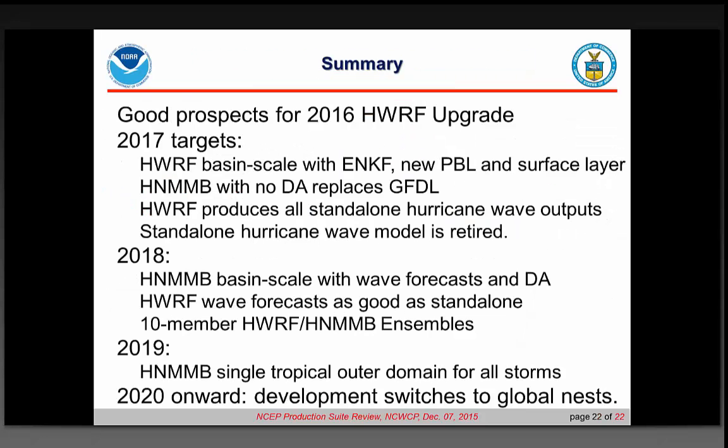So, in summary, we're moving forward with 2016, a possible upgrade. In 2017, we'll have the basin scale tested, as well as the replacement for the GFDL model with NMMB. By 2018, the basin scale along with the tropical domain, with a 10-member H-Warp ensemble, and eventually global to local.